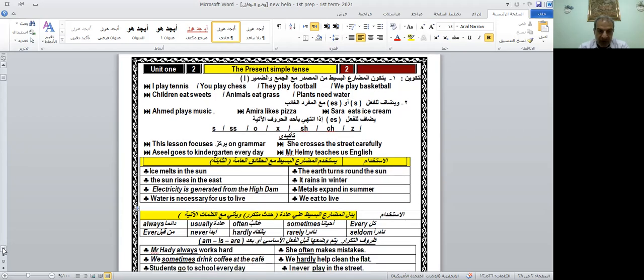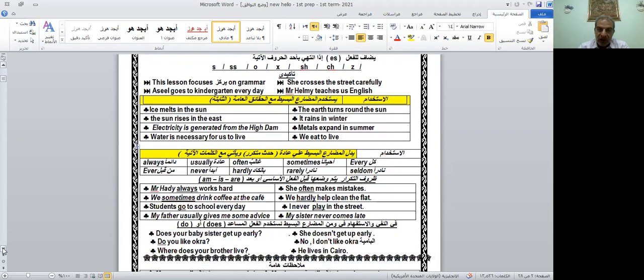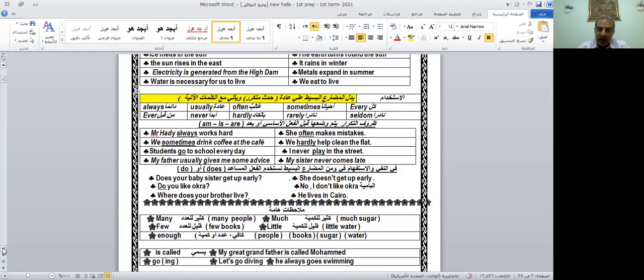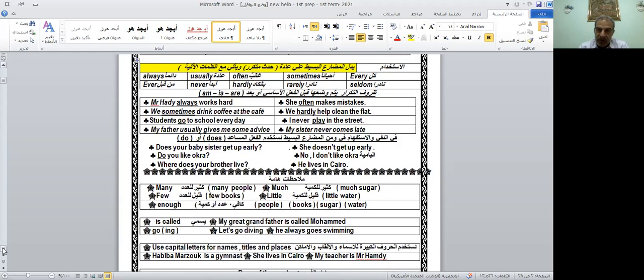So be careful. Once you see one of these words, you have to use the present simple, which is the first form of the verb, but with he, she, or it, or any singular noun, you have to add s or es or ies. Here we have am, is, are. This is the present of verb to be. Verb to be in the present: am, is, are.